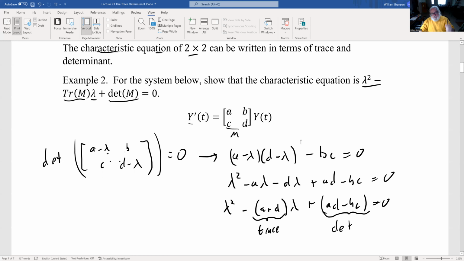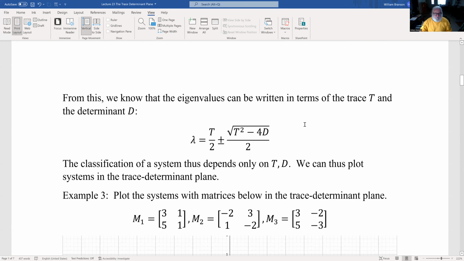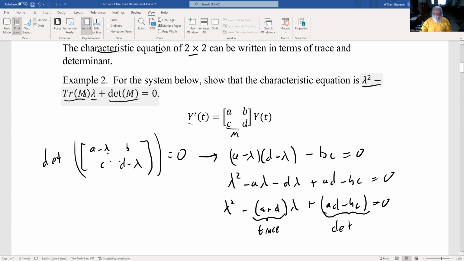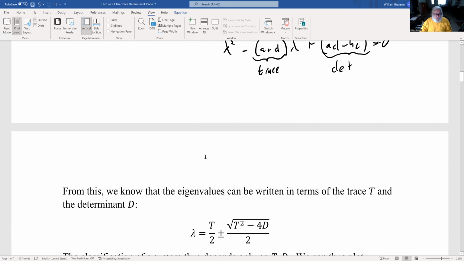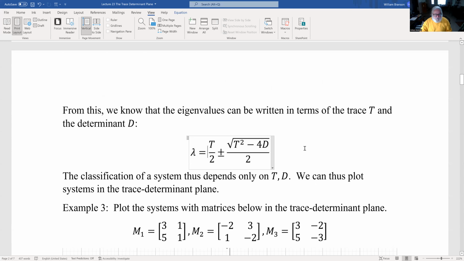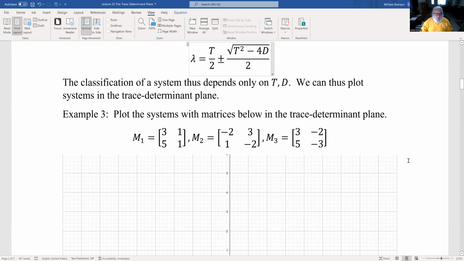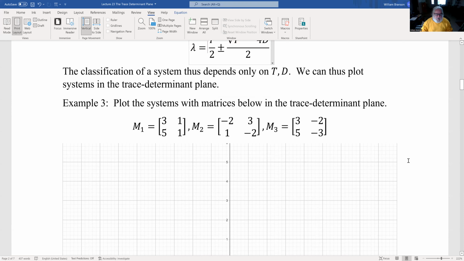The actual eigenvalues depend only on the trace and the determinant. If you know those, you know what the eigenvalues are. To get the eigenvectors, you need to know exactly what the numbers A, B, C, D are. So eigenvalues can be written in terms of the trace and the determinant, because if this is your quadratic equation up here, then this is the solution, the quadratic formula. So the classification of a system depends only on the trace and determinant. So you can plot systems in the trace determinant plane.